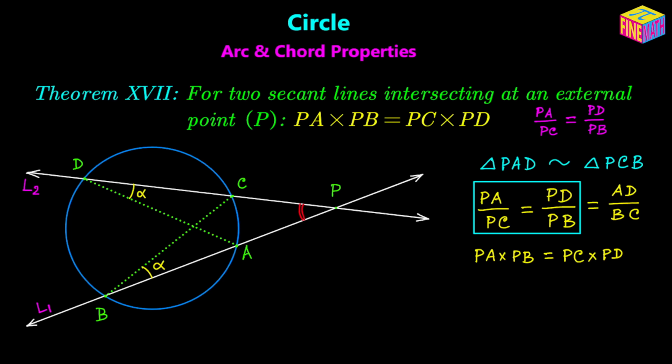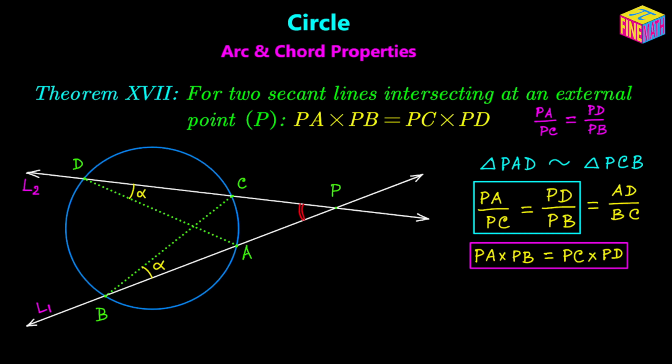Now let's focus on the first proportion there. PA over PC is equal to PD over PB. And if we take that portion and do a cross multiplication there, we are going to get PA times PB is equal to PC times PD, and that's exactly what we needed to prove. So we have been able to prove the theorem.